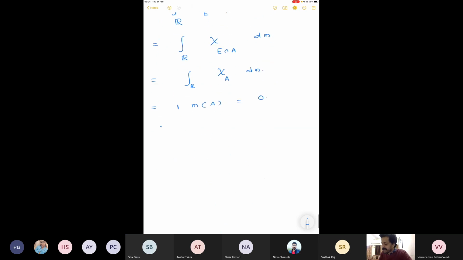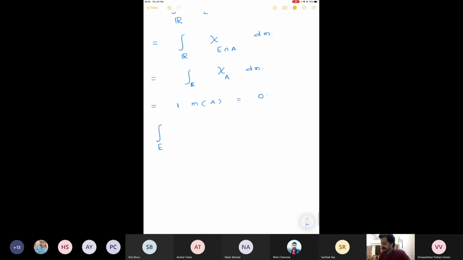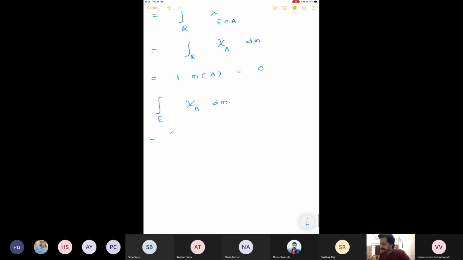And what is the integral over E of chi B dm? If you want to integrate over E, either you should talk about a measure space on E by restriction and so on. That is one method. Or what you do is, don't worry about the measure space on E. You work on the measure space of R itself, and then you integrate over R. But the function that I have to consider is chi E times the function. The function is chi B.